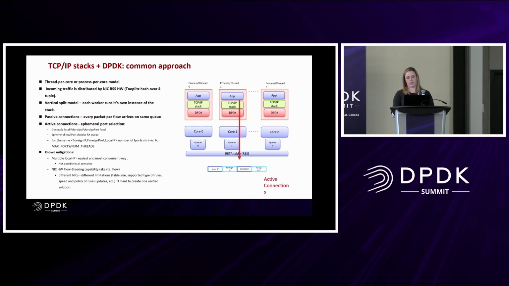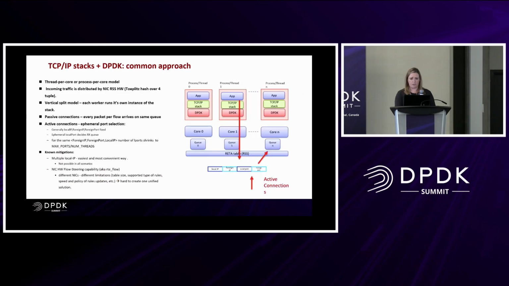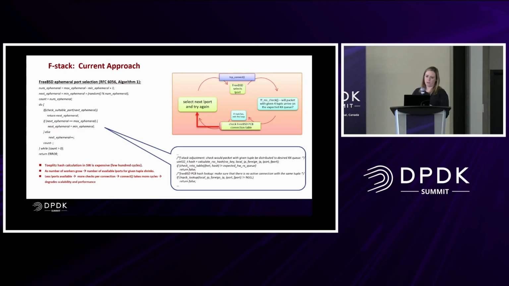Oh, I had some animations here that I forgot about. Okay, so the actual project that I'm going to talk about in more specific detail here is called FStack. It's an open source library. It essentially uses FreeBSD as a TCP/IP stack on top of DPDK. And much like the previous diagram, if you just swap out that TCP/IP stack for the FreeBSD TCP/IP stack, it works in that model with the different threads and isolation.